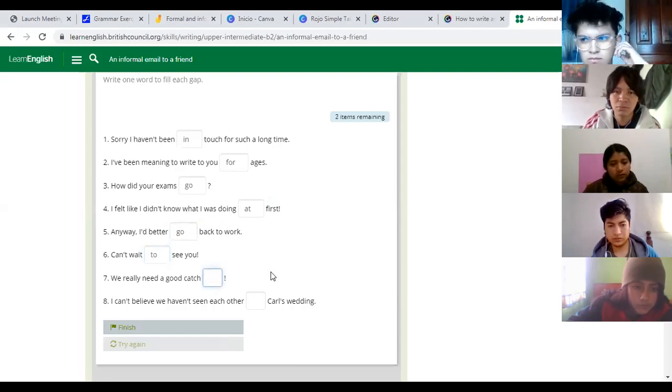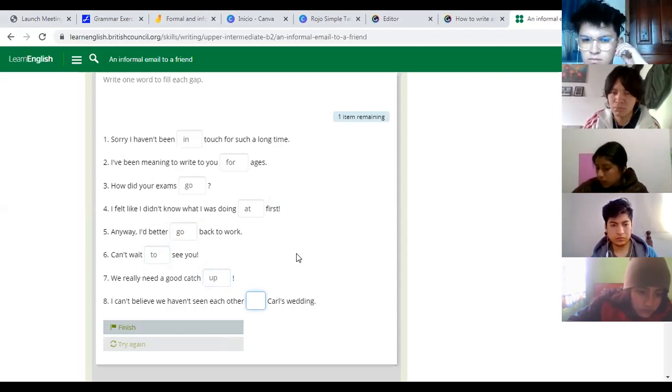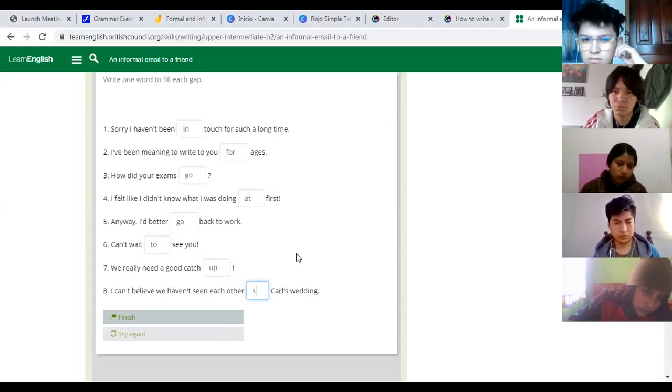We really need a good catch up. Aquí tenemos el catch up, yes. And finally, number 8. I can't believe we haven't seen each other since Carl's wedding. So remember that this is an exception and the letter I sounds like E, so it will be since.